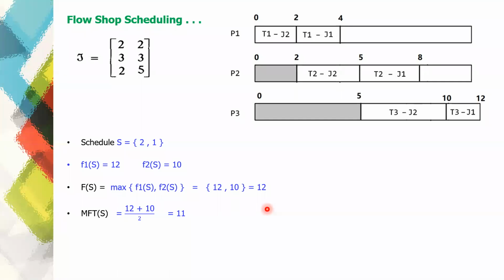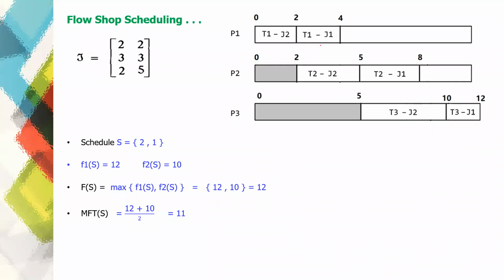Now I'll take up another alternative schedule that is possible. And the schedule S is equal to 2, 1. That is, job 2 will be executed first, then job 1. Now check the finish times. So you can see here job 2 is first scheduled. Here also job 2 is first scheduled. Then job 1 is scheduled. So the order of job scheduling is 2, 1.